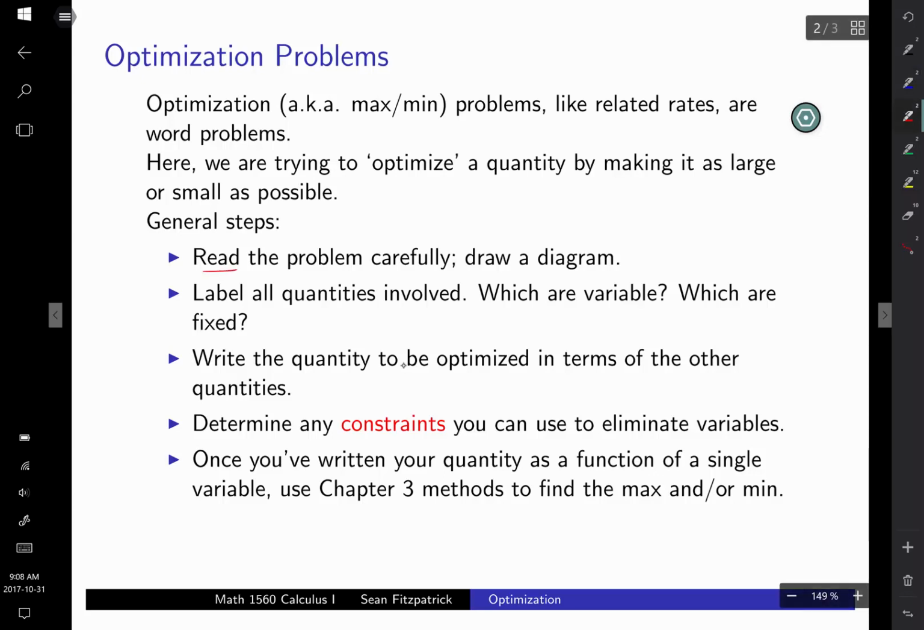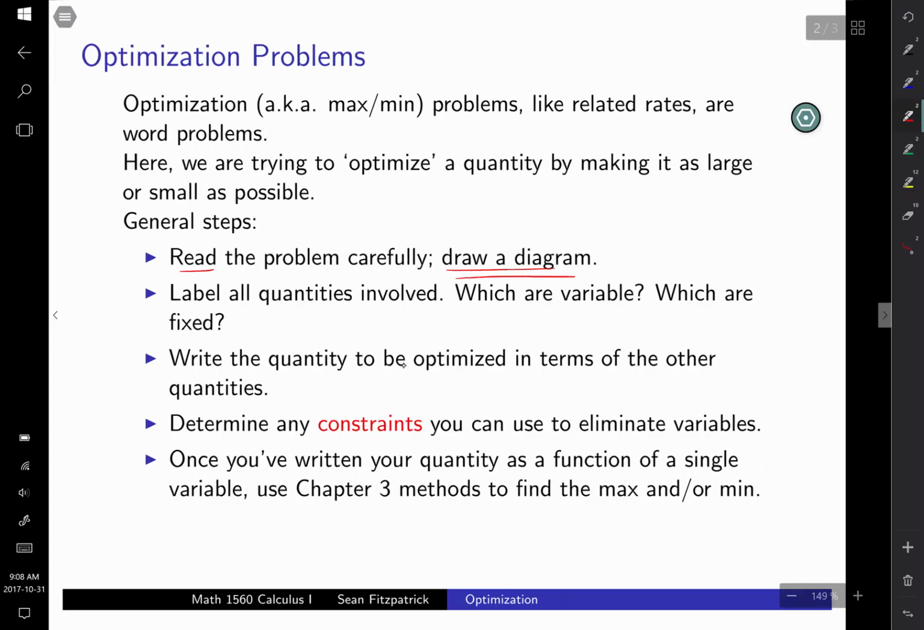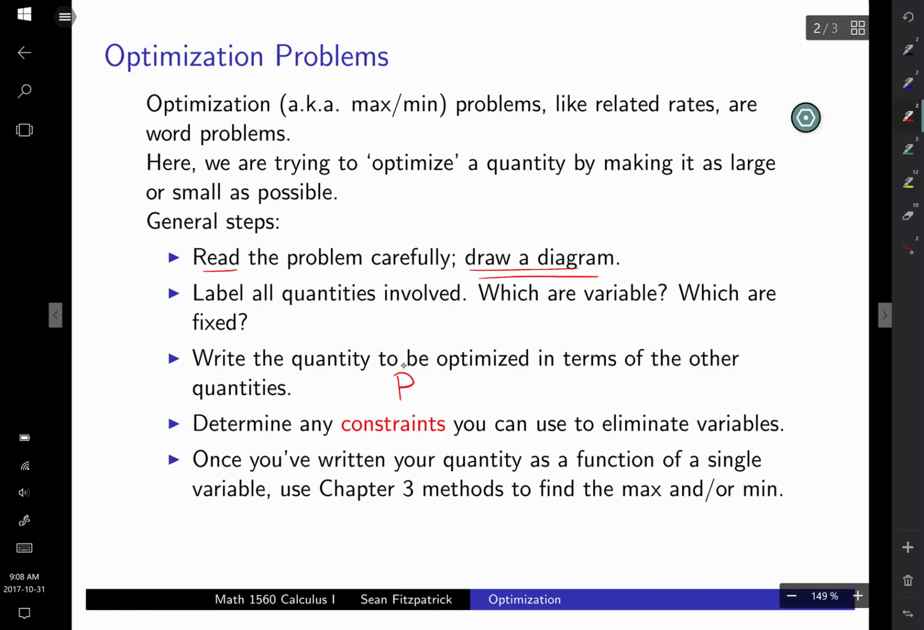You've got to read carefully, and it's always a good idea, where appropriate, to draw a diagram. Right? Determine what the quantities are that you're dealing with, assign variable names to those quantities, figure out which ones are changing, which ones are fixed, and in the case of optimization, you're trying to come up with some quantity that you want to optimize. So you might have something like, maybe you're trying to optimize something like profit, right? And so that profit is going to be given in terms of some expression, right? And it might involve several variables.